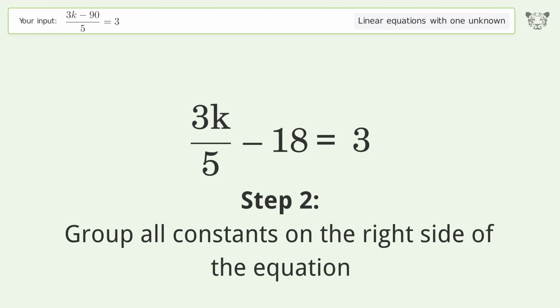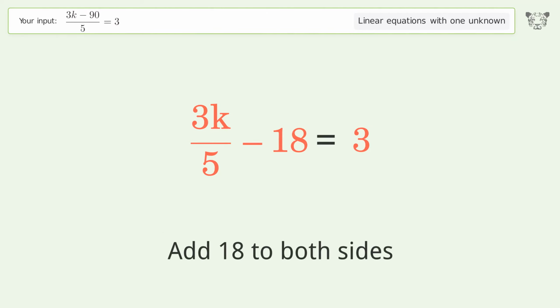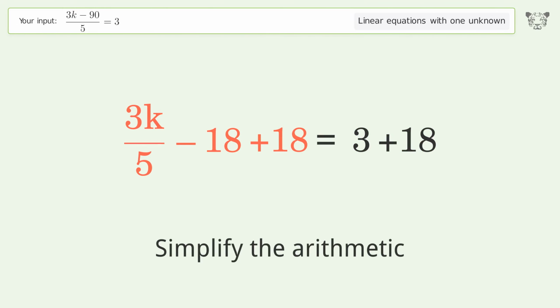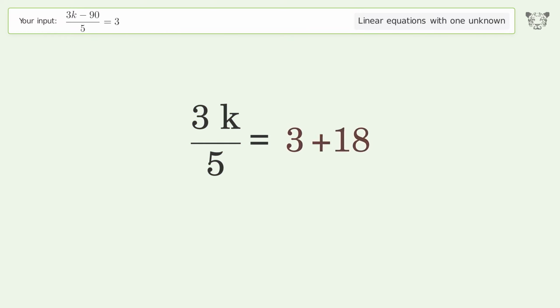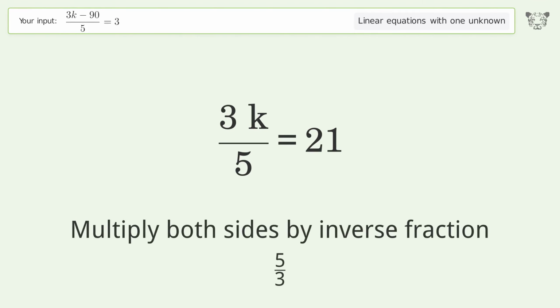Group all constants on the right side of the equation. Add 18 to both sides. Simplify the arithmetic. Isolate the k. Multiply both sides by inverse fraction 5/3.